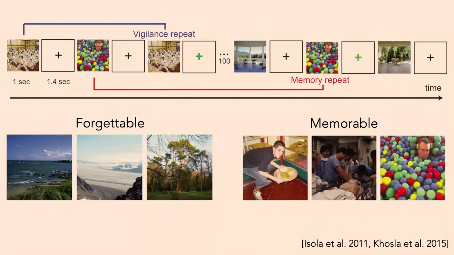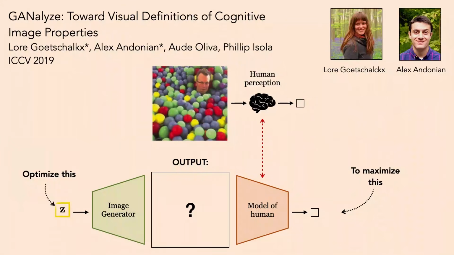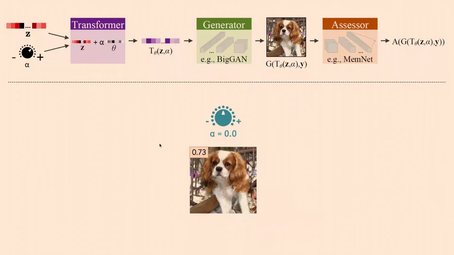Now, can we optimize images to be better remembered? This is work that Laura and Alex led. Here's how it worked. You had a generative model, and you had a predictor of how memorable an image is. And you had a manipulation, a search process that you would do over the latent variable space of that generative model. And this is all differentiable.